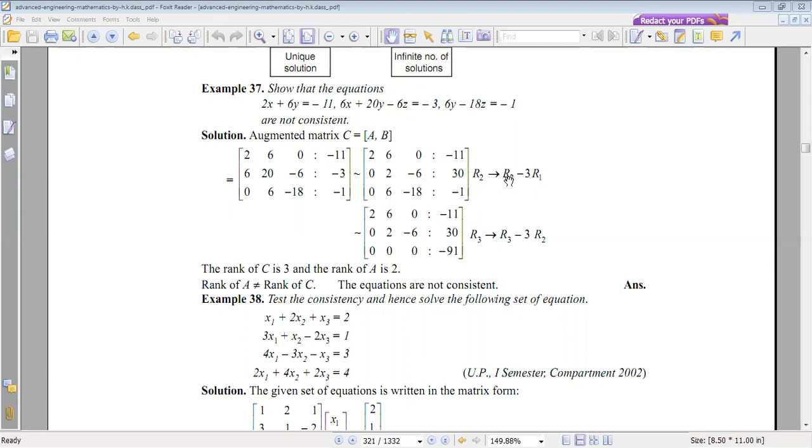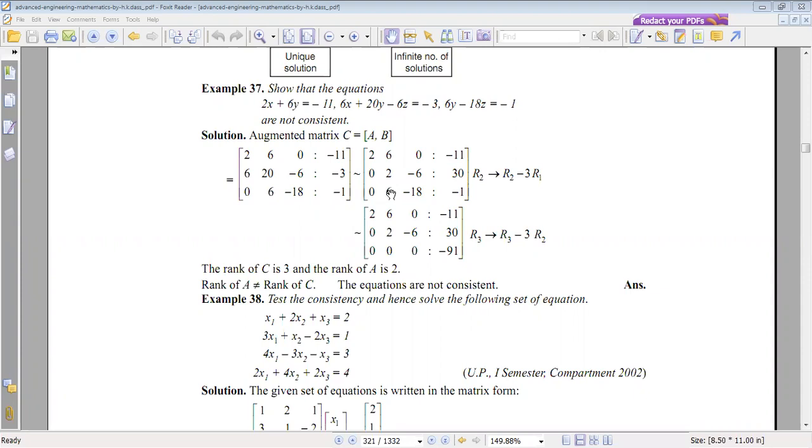Row 2 tends to row 2 minus 3 row 1. So 6 minus 6, which is equal to 0. 20 minus 18 is 2. Again, minus 6 minus 0, it will be obviously minus 6. 2 minus 3 times minus 6, minus minus plus 18, so it will be 30. Clear? So what you got? 2, minus 6, 30.